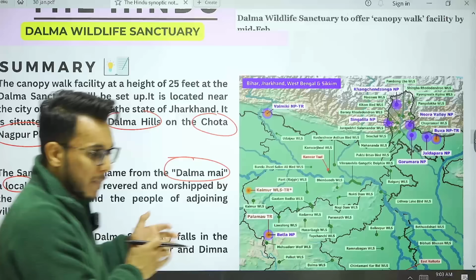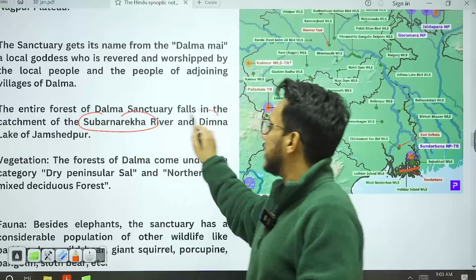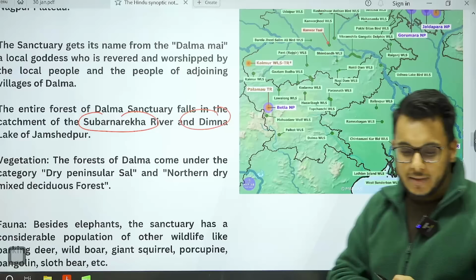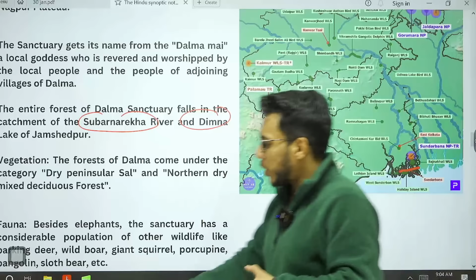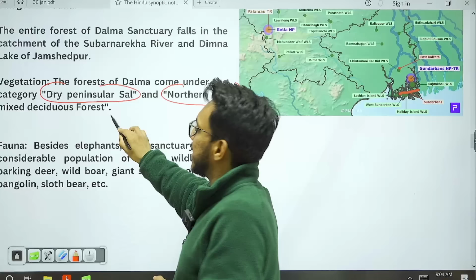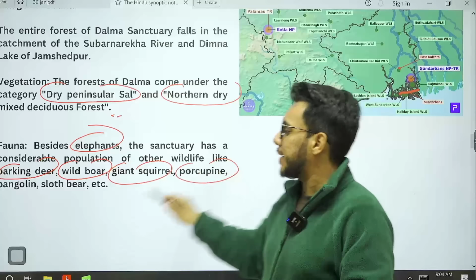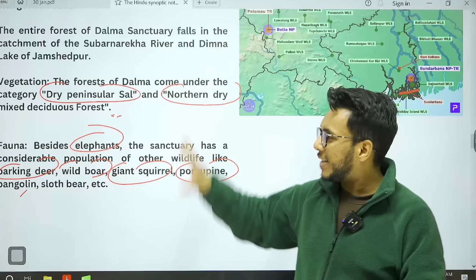Now, when we talk about the forest of the Dalma Sanctuary, this particular forest lies in the catchment of the Subarnarekha River and Dimna Lake. Okay, often questions on the rivers or water bodies in the protected areas have been asked. Also, the vegetation of Dalma Wildlife Sanctuary is dry peninsular sal and other dry mixed deciduous forest. And when we talk about fauna, that is the animals, it has a considerable population of elephant, barking deer, wild boar, giant squirrel, porcupine, pangolin and sloth bear. So this is the flora and fauna diversity of Dalma Wildlife Sanctuary.